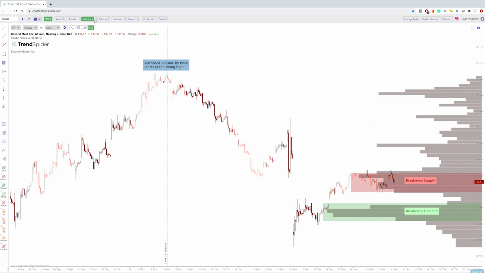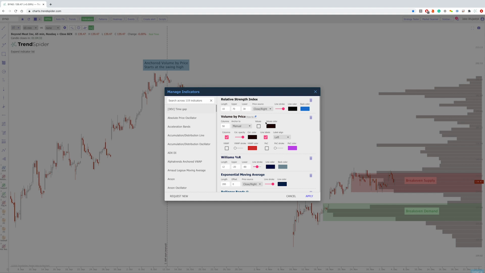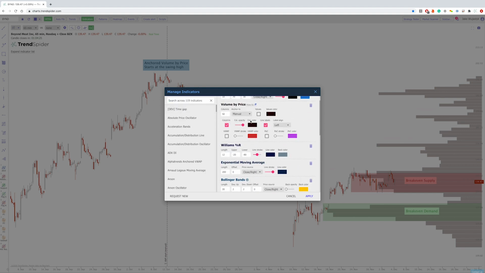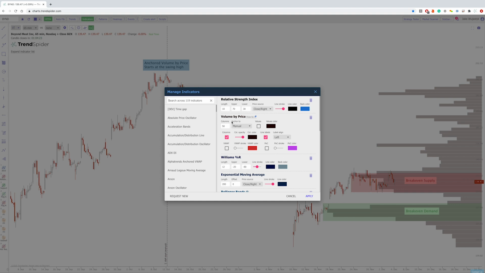You essentially go to indicators and then go to volume by price. You just type it in, you'll see it here, and you click on it. Then it will come into your list here. You can see here these are my current settings for the volume by price.